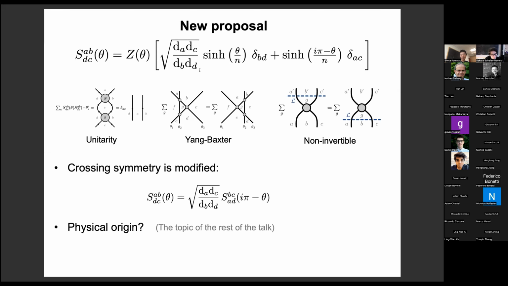And of course, there is a price to pay. The price is that now the usual crossing symmetry is not satisfied, and it gets modified by precisely this factor that you see here. And of course, this was slightly an indirect argument for why we should modify crossing symmetry. And for the rest of my talk, I'm basically going to give you an explanation of what is the physical origin of this modified crossing rule. Okay, any questions so far?